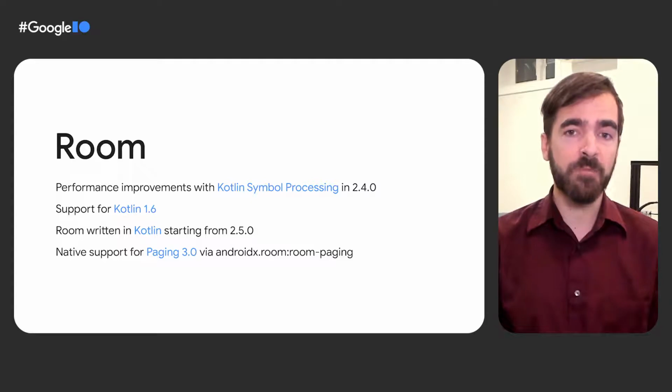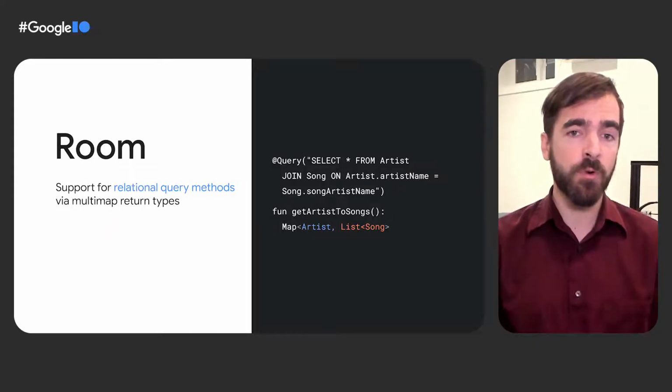Room 2.5 brings the initial stages of a full Kotlin rewrite. It remains binary compatible with the previous Java-sourced version, but lays the foundation for future Kotlin-related improvements. We've also introduced built-in support for Paging 3.0 via the Room paging artifact, meaning Room queries can now return paging source objects. Additionally, Room has gained support for relational query methods using multimap, nested map and array return types. This allows developers to perform join queries without defining additional data structures.